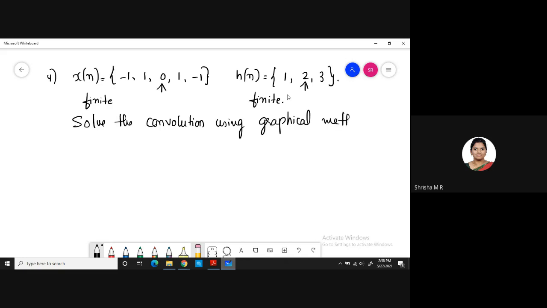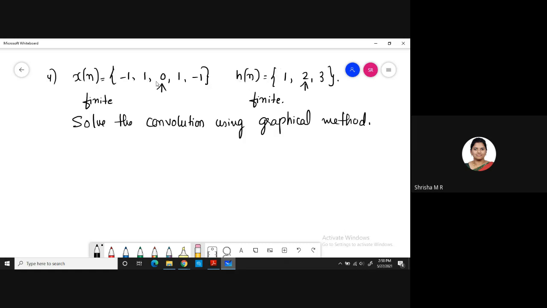If they have explicitly mentioned to do it using the graphical method, I will show you this method, or else there is one simple method that you can do. If they didn't mention any method, you can do any method, graphical or that simple method. If they have mentioned graphical method, then do graphical method only. You can see that both the sequences x of n and h of n are finite.